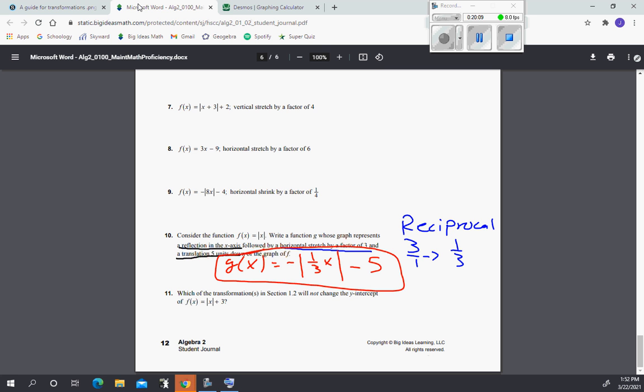Okay, number 11. Which of the transformations in section 1.2 will not change y-intercept? We're not going to do that one.